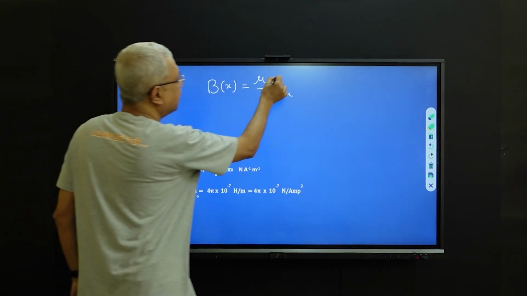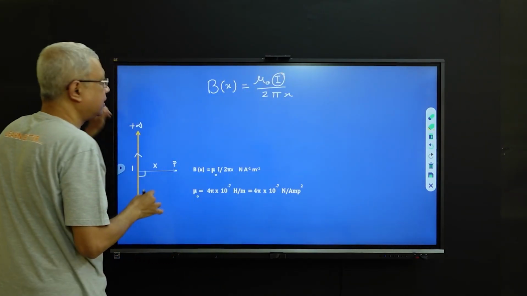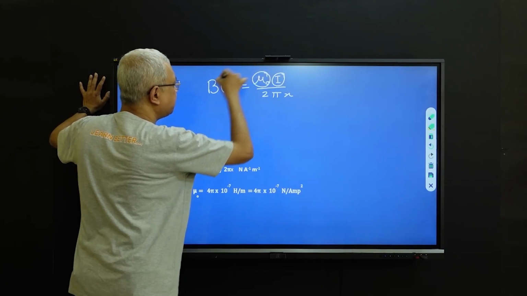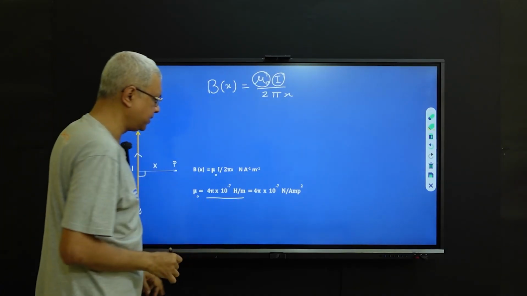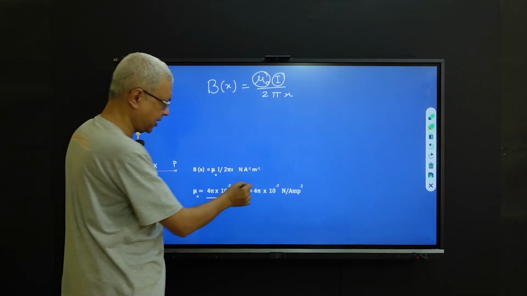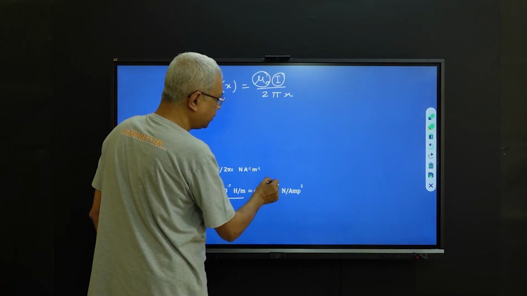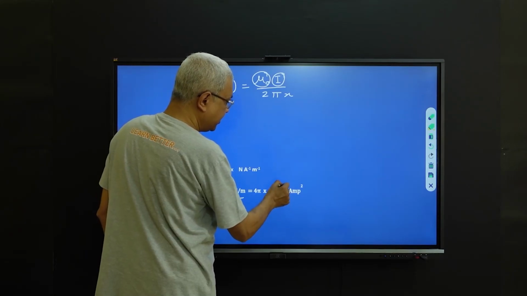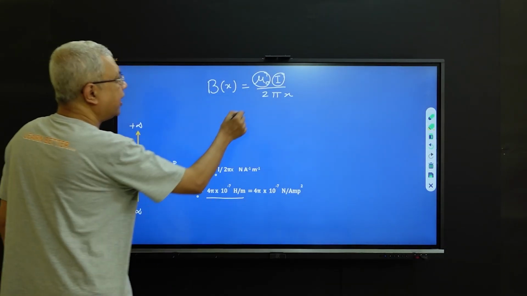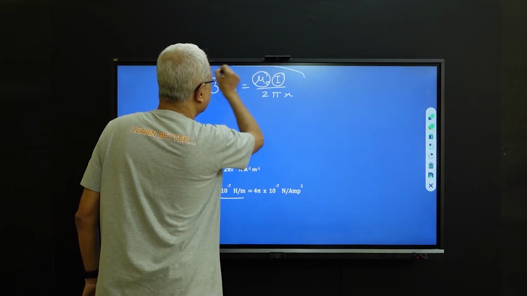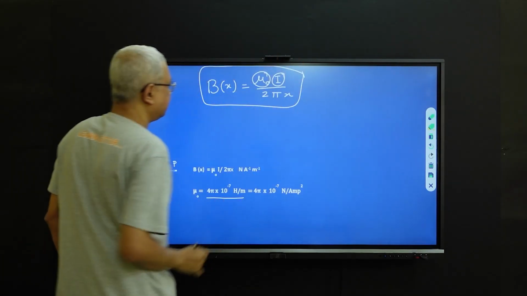I is the current in the conductor, mu naught is the free space permeability whose value is 4 pi into 10 to the power minus 7 Henry per meter. It can also be expressed as 4 pi into 10 to the power minus 7 Newton per ampere square. X is the distance and this is the magnitude of the magnetic field.